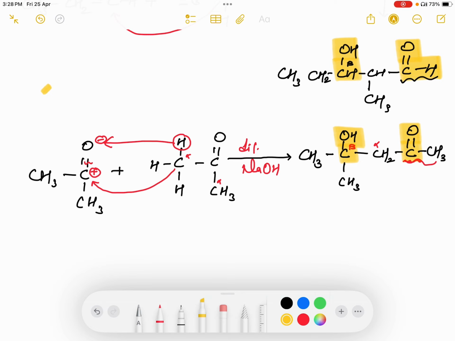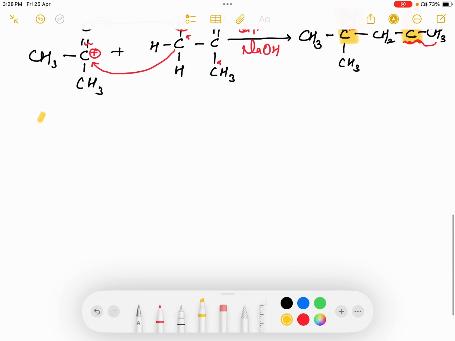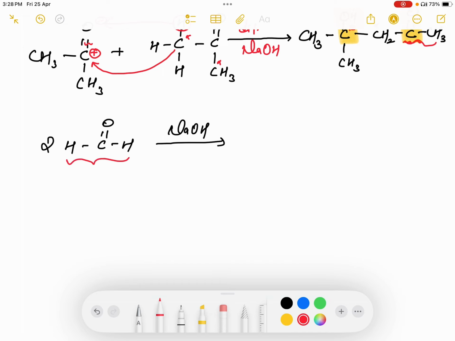Now let me explain. What is the necessary condition? The necessary condition is that the carbonyl carbon must have an alpha hydrogen. The carbonyl compound, that is the aldehyde or ketone, needs to have an alpha hydrogen. That means if I have a compound given like this, formaldehyde, two molecules of HC double bond OH, being treated with NaOH, at that time you will write that it does not contain any alpha hydrogen, so it will not undergo any reaction. So no reaction will take place in this.